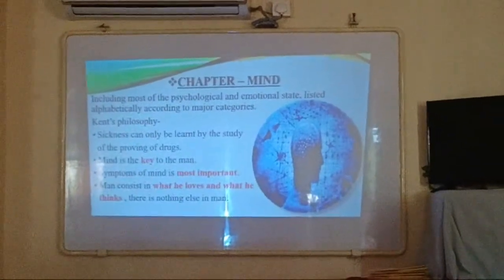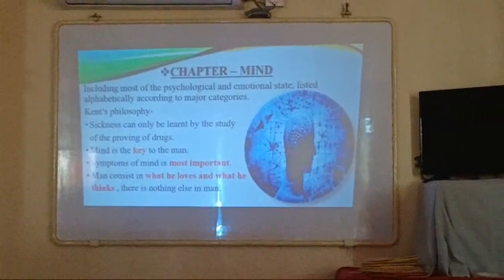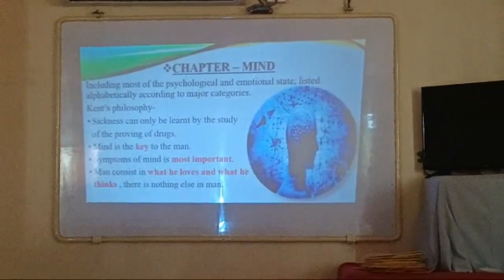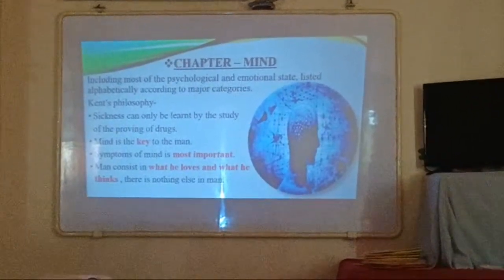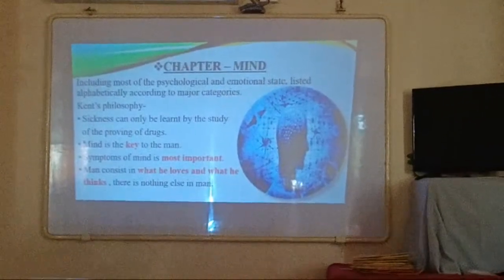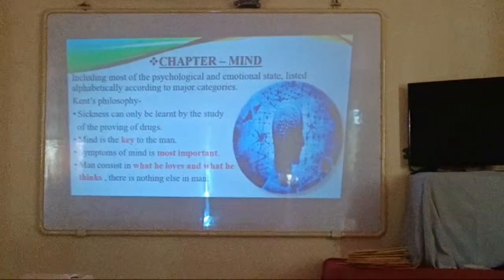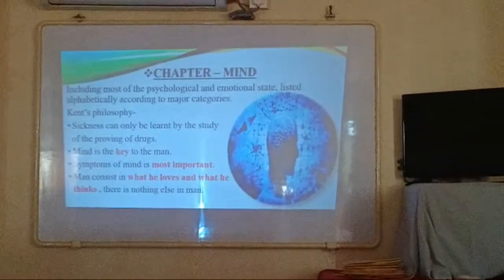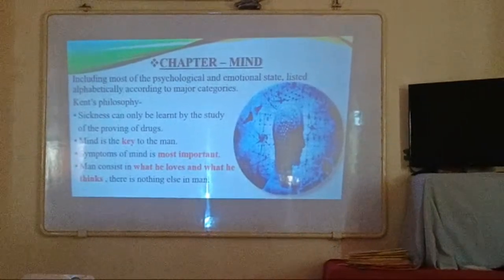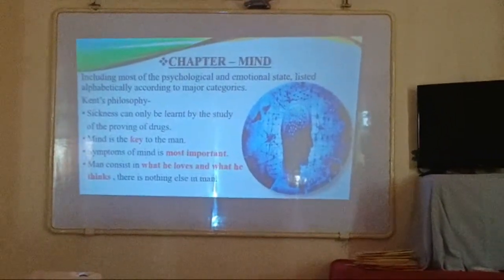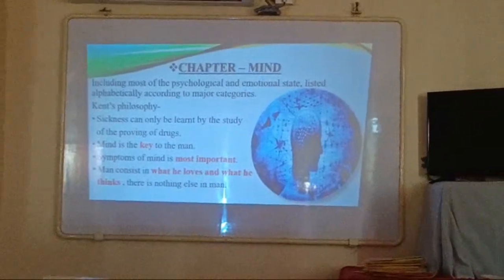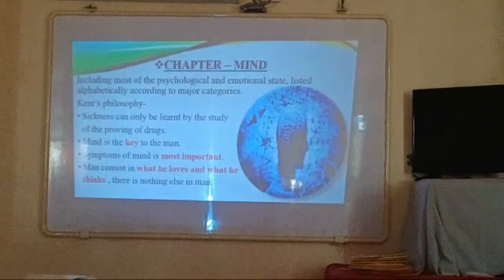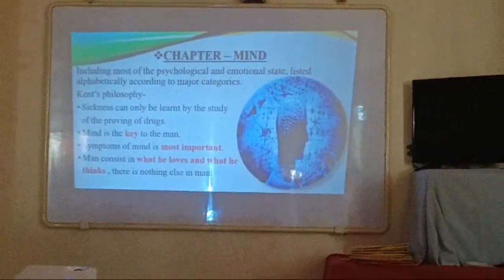Next, chapter Mind, including most of the psychological and emotional states listed alphabetically according to major categories. Kent's philosophy: sickness can only be learned by the study of the proving of drugs. Mind is the key to the man. Symptoms of mind are most important. Man consists in what he loves and what he thinks. There is nothing else in man. So about the chapter of mind, these are the qualities, these are the importance of mind rubrics.